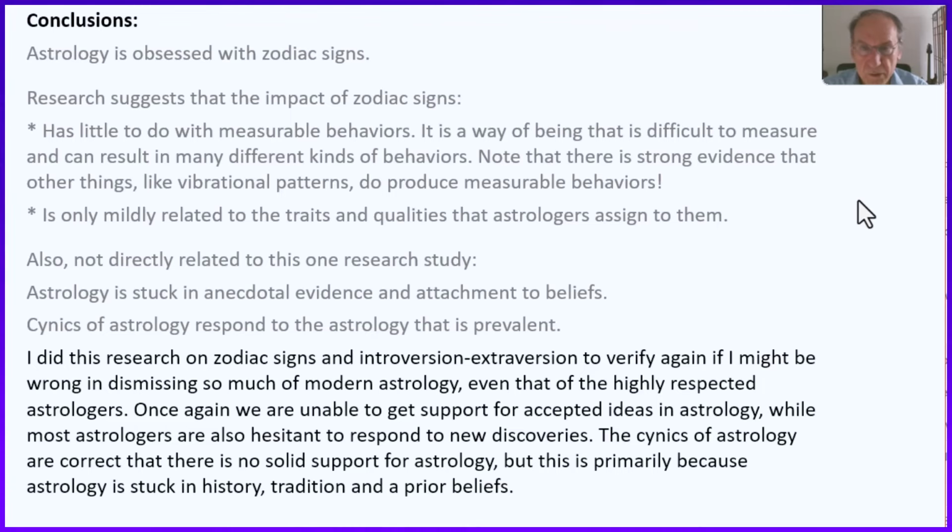I did this research on zodiac signs and introversion and extroversion to verify again if I might be wrong in dismissing so much of modern astrology. So we have to double check. I'm dismissing a lot of modern astrology. It's not being supported. So I look and look again. I listen to my colleagues. I retest. I implement their suggestions. And again, unable to support these ideas.